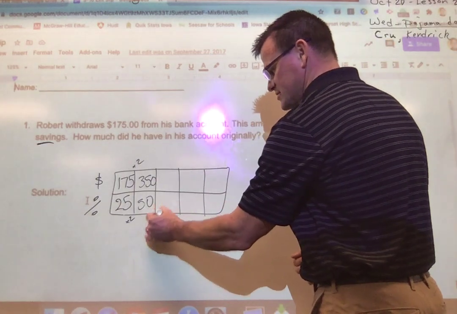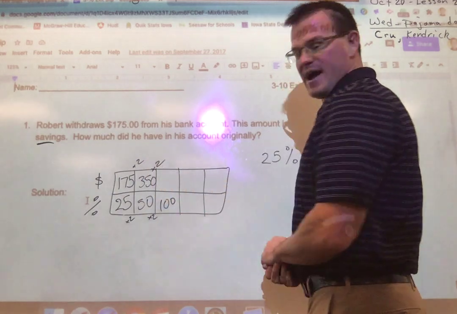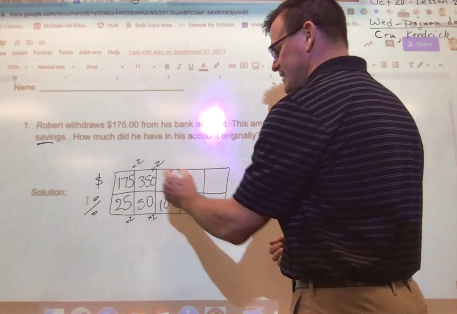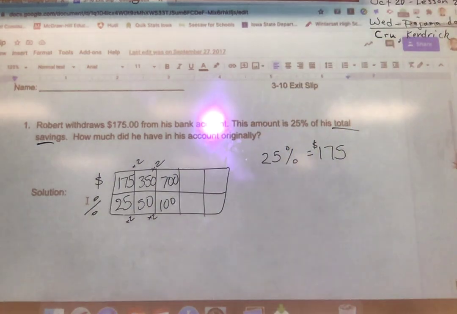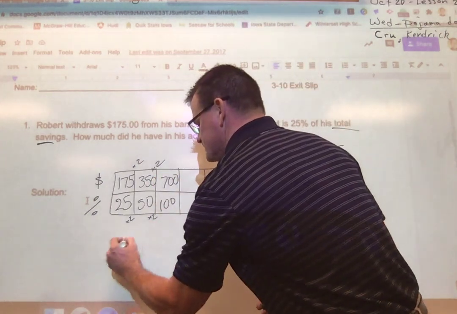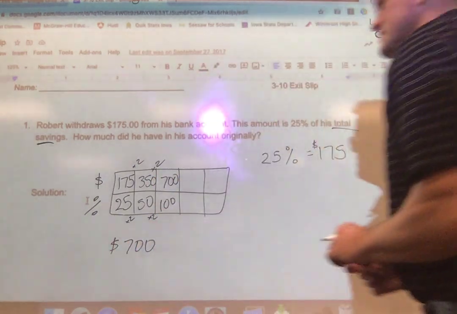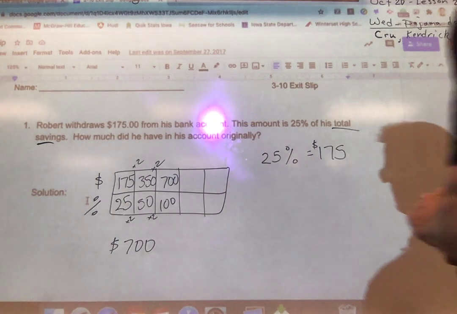Okay, so I know 50% gets to 100% also by doubling again. So I'm going to take that times 2 again. That'll give me 100% of his money. So I must double that also. 350 2 times is 700. So I found my answer. 100% of his money would be $700. And I did it with the ratio rate table. So there's my solution. In his account originally, he had $700.